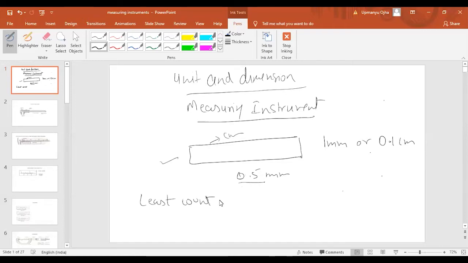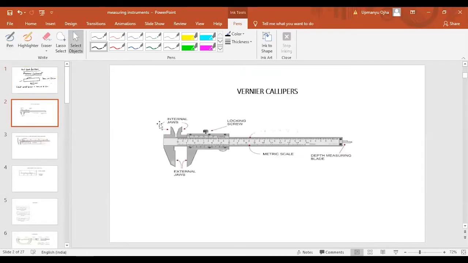So what is least count error? It is the minimum measurement which a scale or a measuring instrument can do. In the case of a normal centimeter scale, the minimum measurement it can do is 1 millimeter or 0.1 centimeter. It cannot measure an object whose value is less than that. So this is an error which is there in the scale. To overcome this error, we have an instrument known as the vernier caliper.